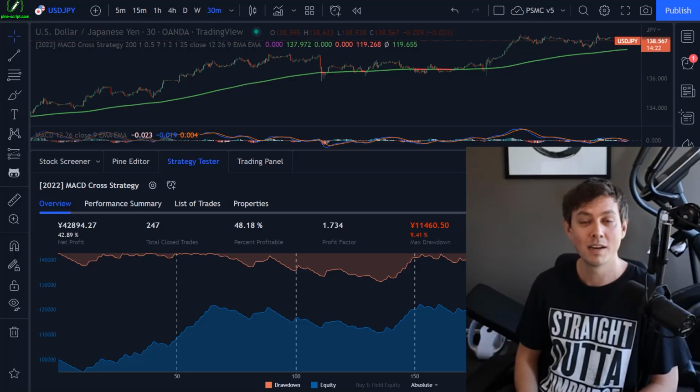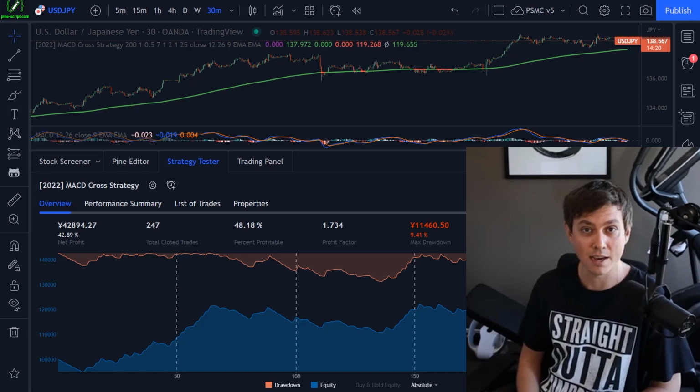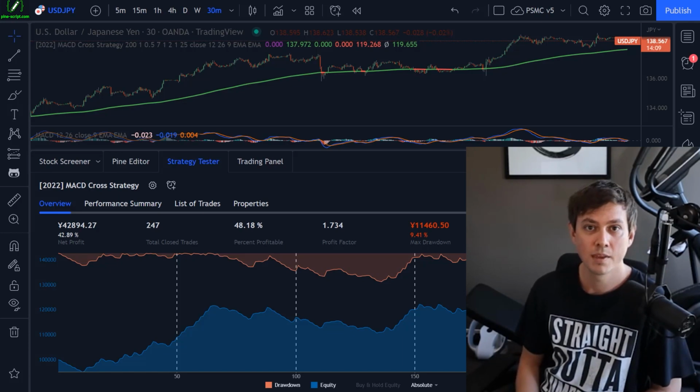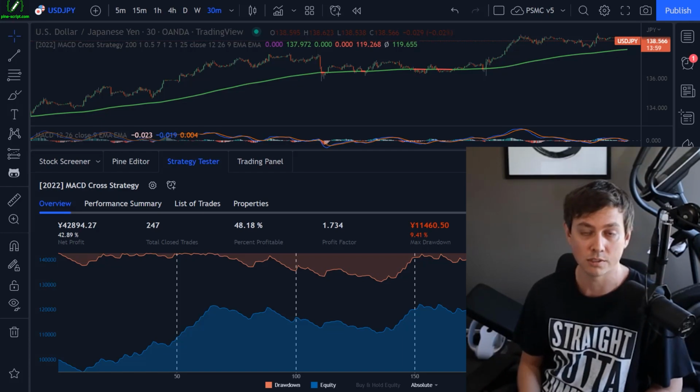My name is Matthew, and today we are going to be breaking down another TradingView strategy. This is a MACD crossover strategy or system, and as you can see here, it's decently profitable on US yen on this 30-minute time frame. Today I'm going to be breaking down the source code to this system, explaining my thoughts on the system.